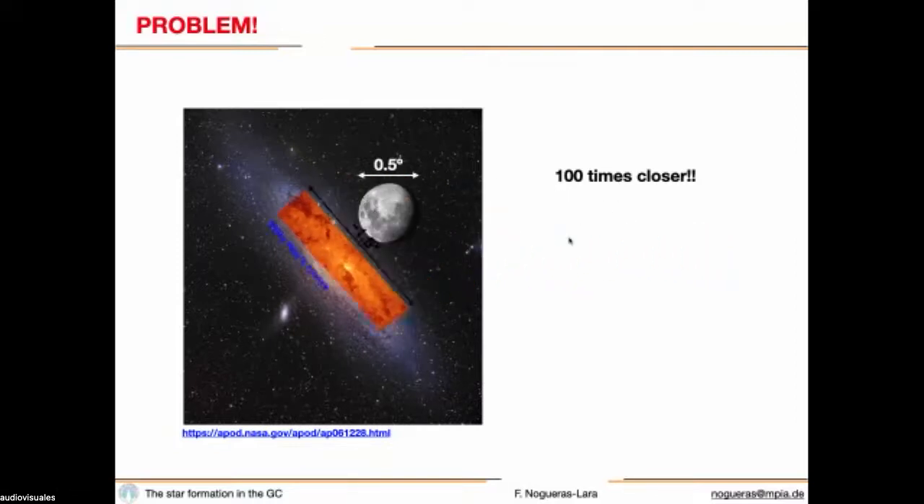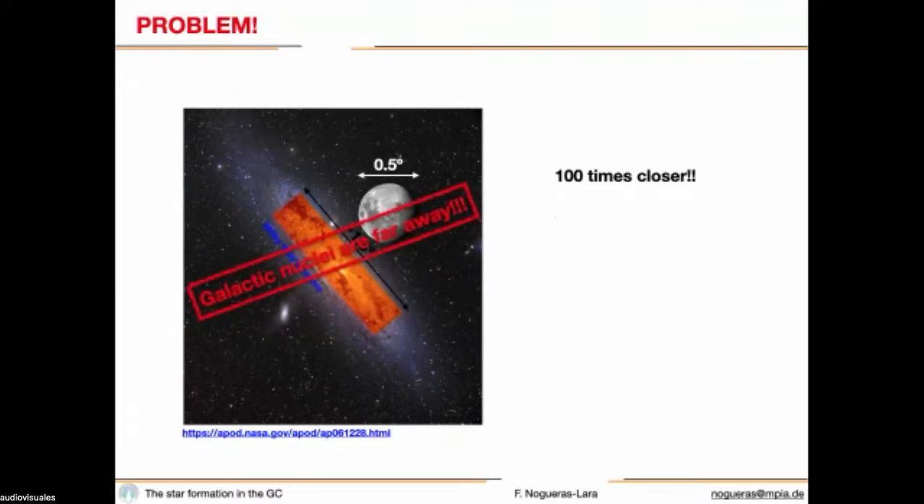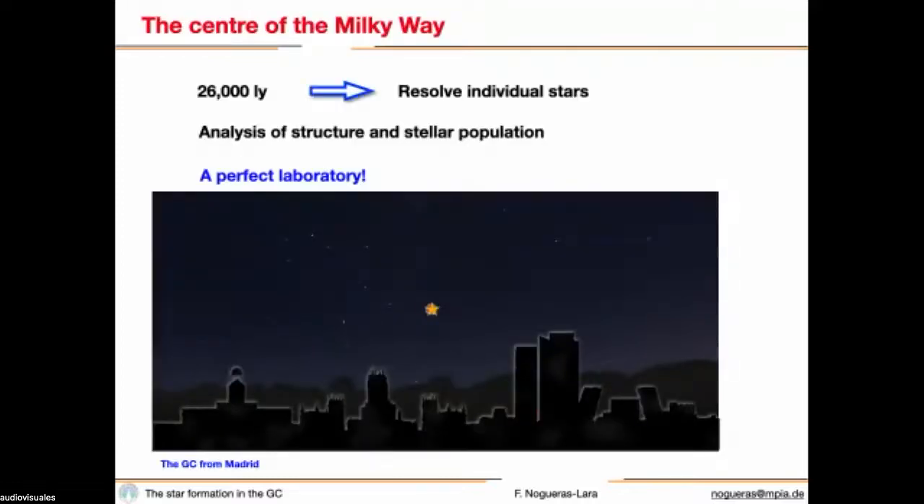If we do this game and we put the galactic center onto Andromeda, this is what we see. So it's really the whole size of the galaxy. It's going to be the size of the galactic center here. So that's why it's very interesting. Galactic nuclei are far away, but we have the Milky Way to solve the problem.